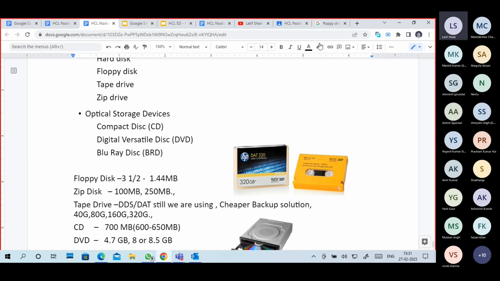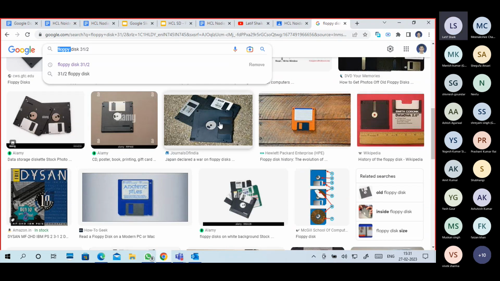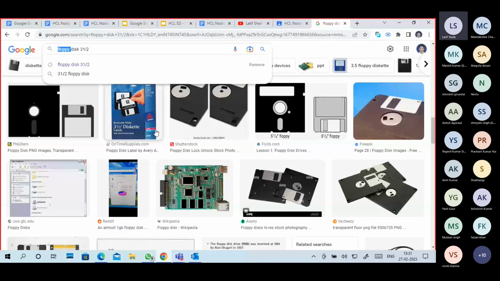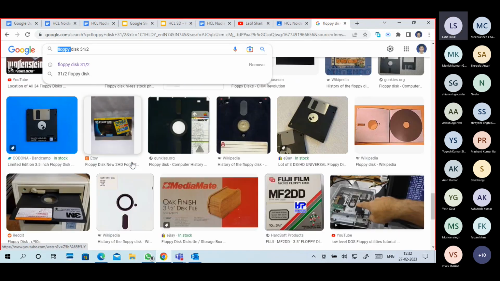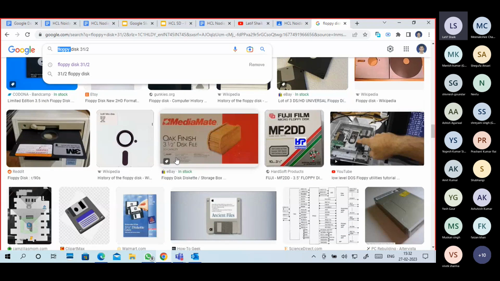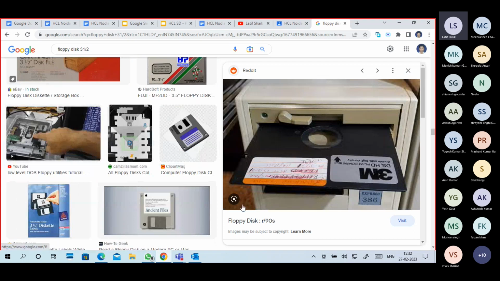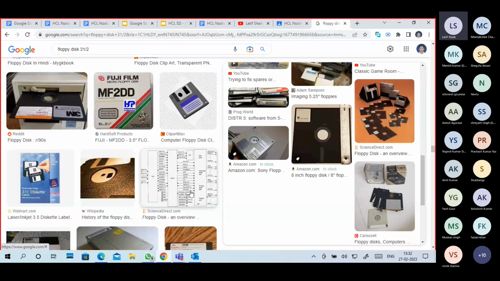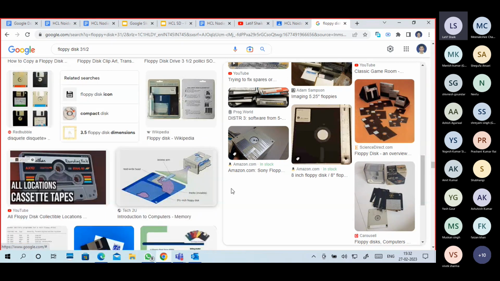Next one is the zip drive. Zip drives and floppy disk drives follow the same formula. In a floppy disk, data is stored inside. In this floppy there is a magnetic disk. Earlier days people booted their system, meaning they stored the operating system on this floppy disk. Not only data, the complete operating system, booting the entire system, they did with this floppy disk.